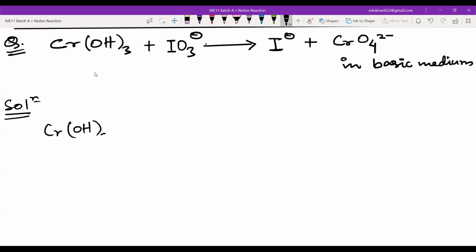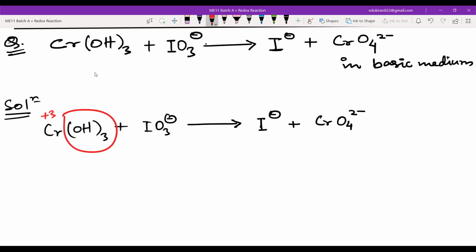Now here oxygen is -2. So 3 to the 6 and -1. This will be +5. Here it is having -1. Chromium is, with 4 oxygen, so 4 to the 8 and -2. This will be +6. Oxygen is -2.